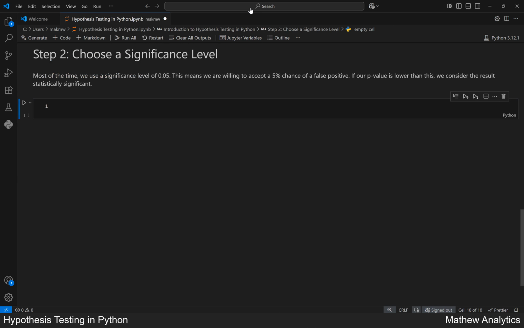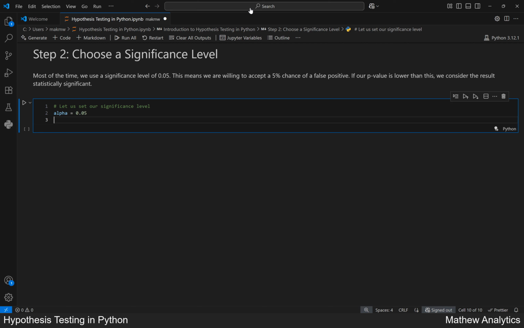Let us choose our alpha significance level for this test. We assign our significance level to the variable alpha. We set it to 0.05. We print the significance level for clarity. Running the cell now. Remember the alpha value, it helps decide if results are meaningful.